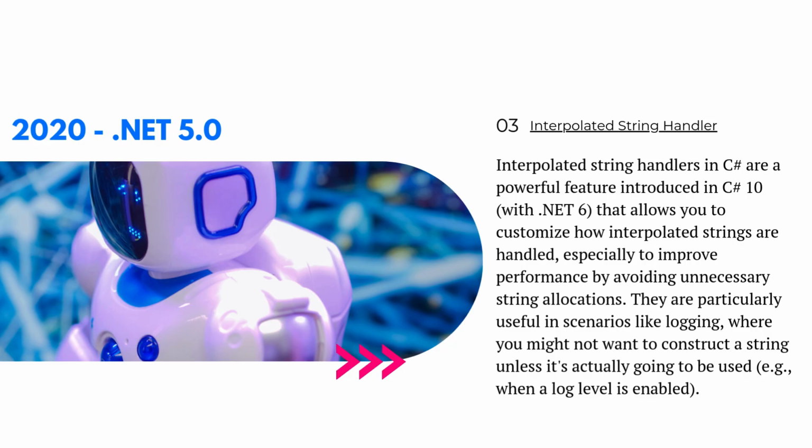Interpolated string handlers in C# are a powerful feature introduced in C# 10, with .NET 6, that allows you to customize how interpolated strings are handled, especially to improve performance by avoiding unnecessary string allocations. They are particularly useful in scenarios like logging, where you might not want to construct a string unless it's actually going to be used, e.g., when a log level is enabled.